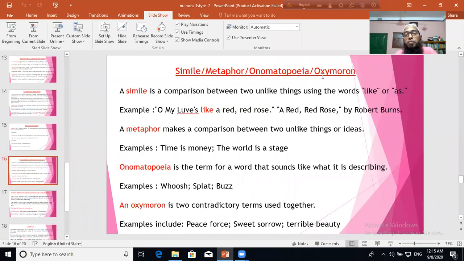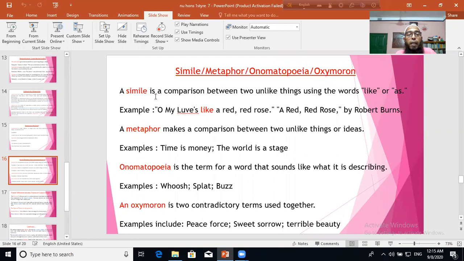Simile, metaphor, onomatopoeia, oxymoron: these are other literary terms. As I told you, there are so many. It's not possible to show you all the literary terms or figures of speech in this lecture. So you have to read some books, which I'll suggest at the end of the class. I'm giving you some ideas, some important literary terms here.